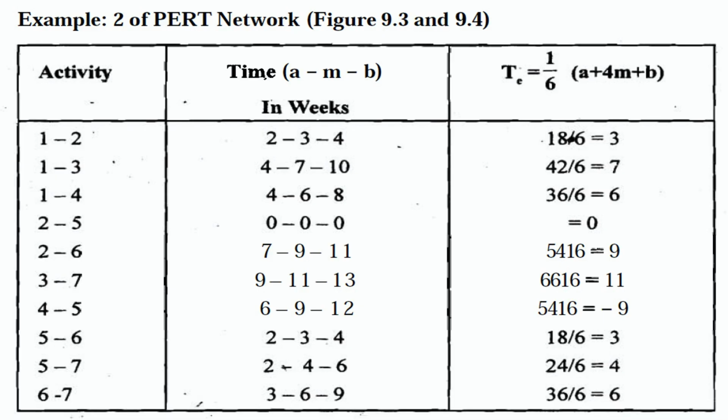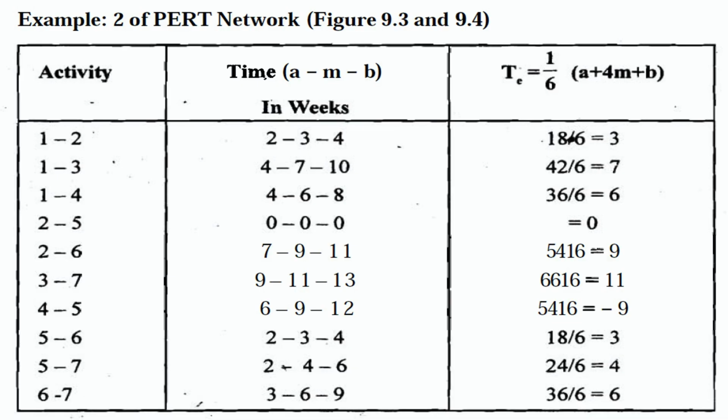The formula for that is: the estimated time of an activity is 1/6 of A, which is the most optimistic time, plus 4 times M, which happens to be the average time, plus B, that is the pessimistic time. So you are adding it and dividing it by 6. In this particular case, for 4, 7 and 10: 7 times 4 is 28, plus 10 is 38, plus 4 is 42, and dividing it by 6, we get 7. That was for activity 1 to 3.